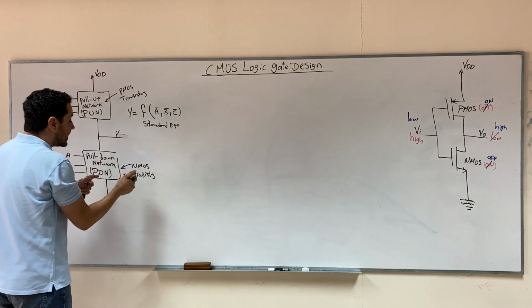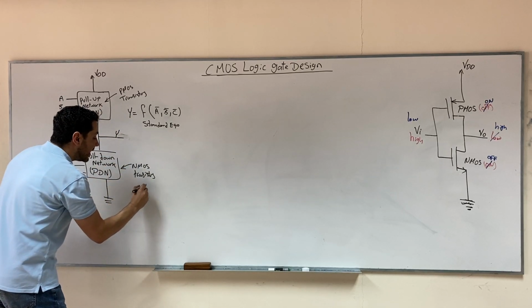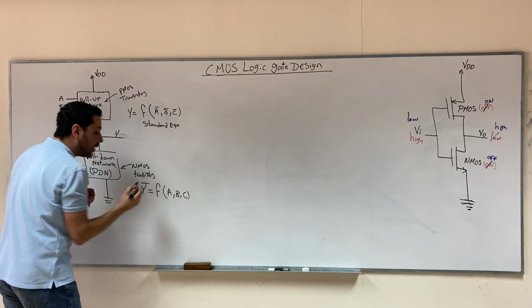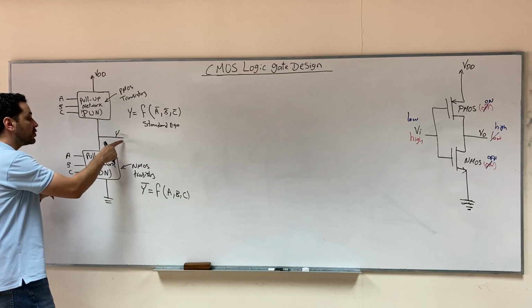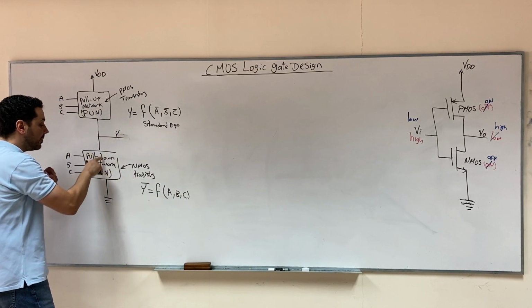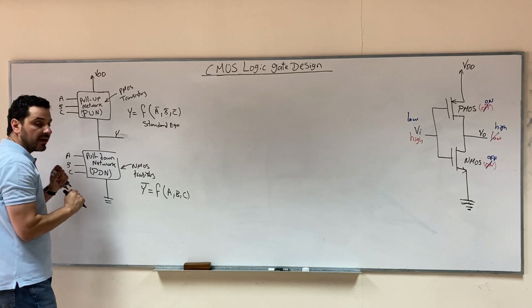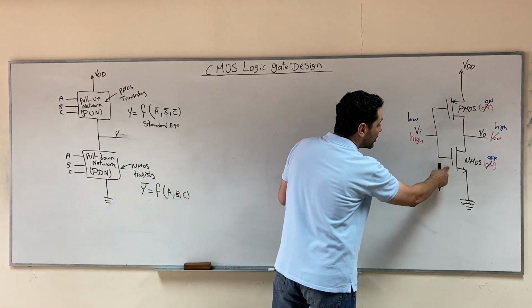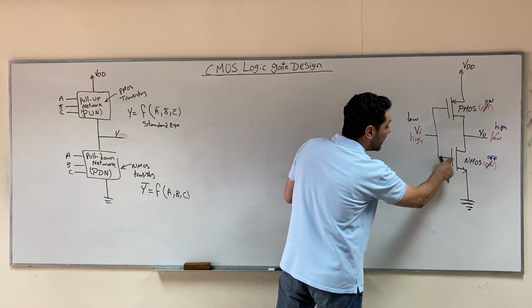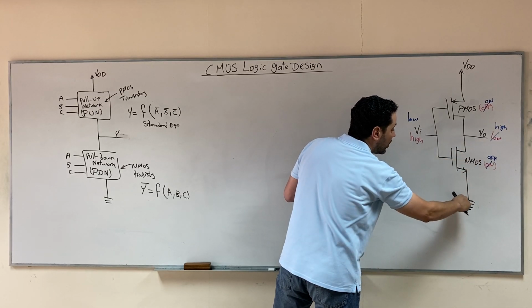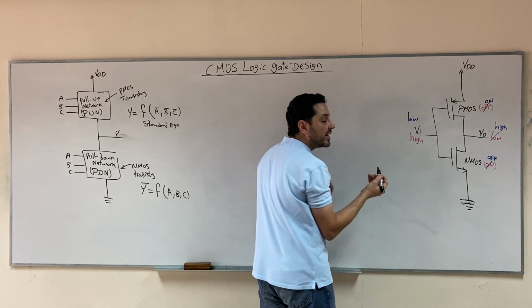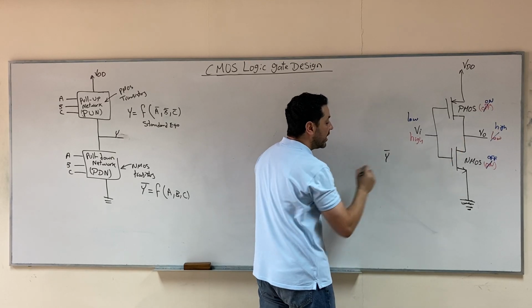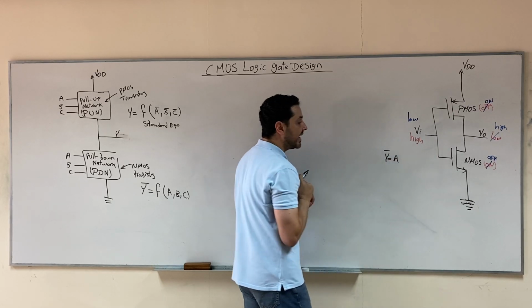For the pull-down network, the standard equation is Y bar as a function of the inputs. Why is that? Again, because for the pull-down network, we say that the output will be low when the inputs are high. The pull-down network is made of NMOS transistors, and the NMOS transistors work when the input is high, right? So we say that the output will be low when this input is high, for example. How do we write this as a logic equation? We write the output being low as Y bar, and when the input is high, we write it as A.